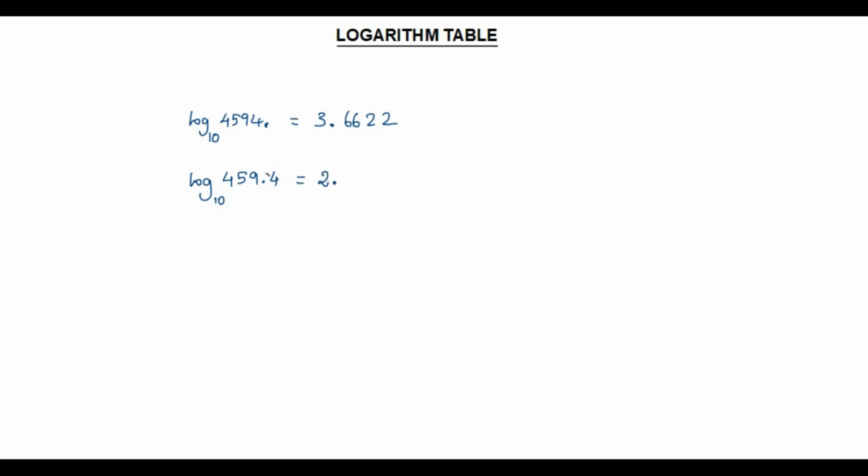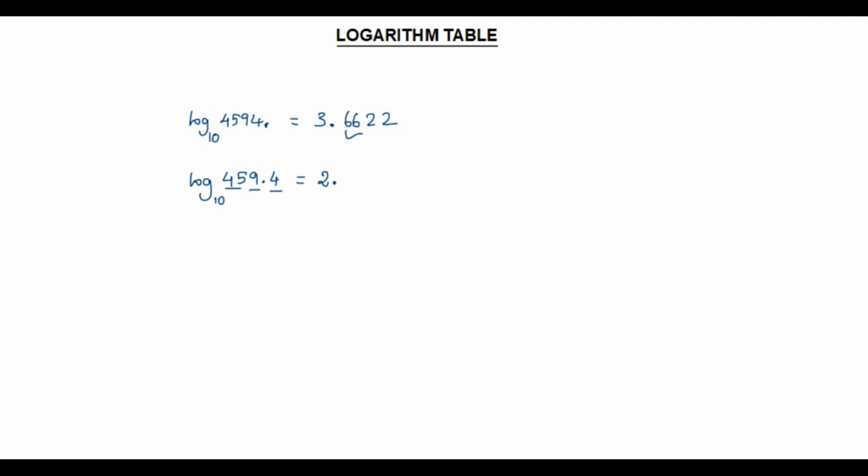That's all the work done by this decimal point, and this decimal point will not play any role in the logarithm table. So now we go to the logarithm table, and in the logarithm table we have to go to the 45th row, 9th column, and mean difference 4th column.